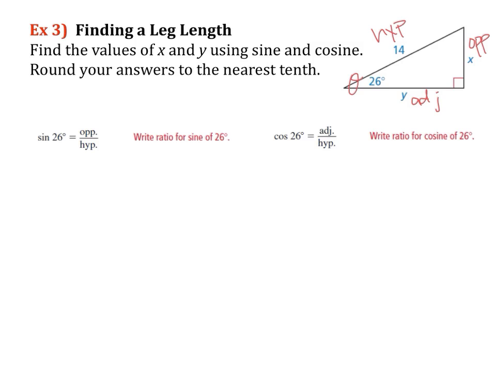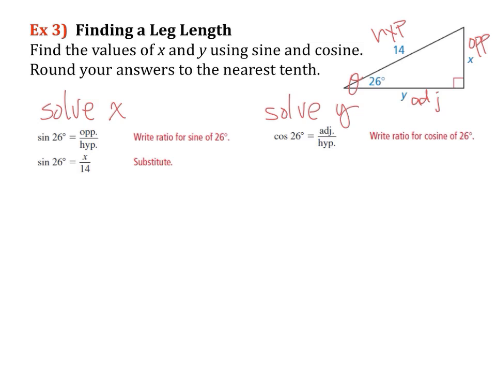One will be the sine of 26, which equals opposite divided by hypotenuse, and the other setup will be cosine of 26 degrees, which equals adjacent over hypotenuse. So which one of these is going to help us solve for x, and which one's going to help us solve for y? Hopefully you guessed correctly. The sine of 26 will help us solve for x, and cosine of 26 degrees is going to help us solve for y.